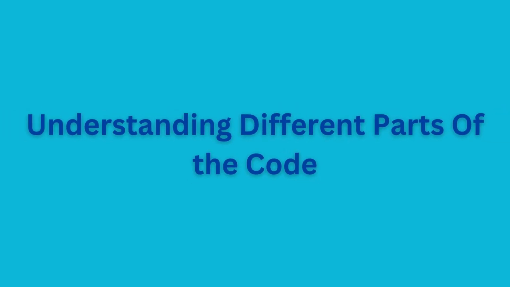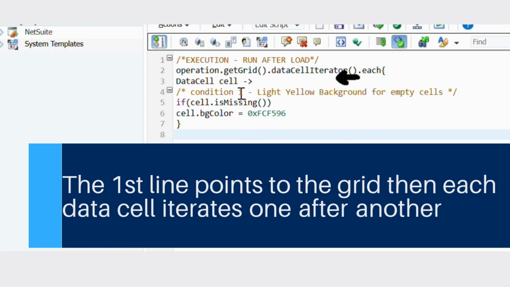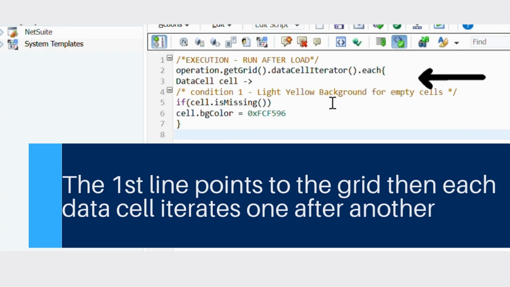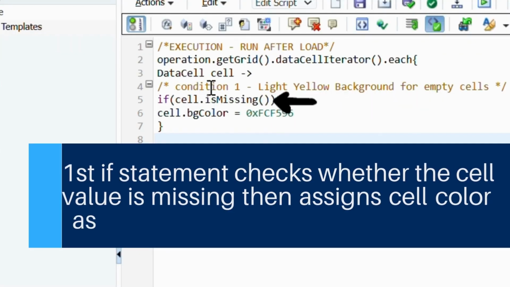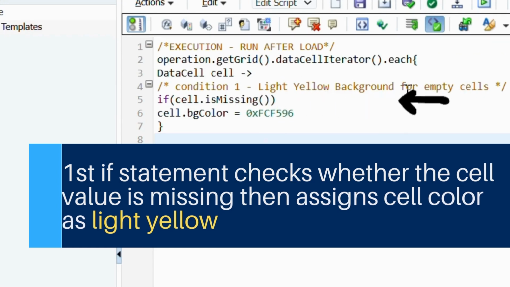Understanding different parts of the code. The first line points to the grid, then each data cell iterates one after another. The first if statement checks whether the cell value is missing, then assigns the cell color as light yellow.